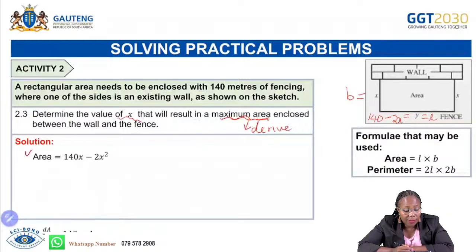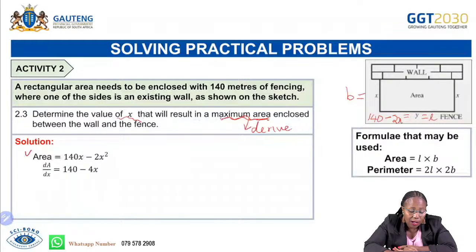And then to maximize the area, we are going to differentiate the area in terms of x. So the derivative will be, if it is x to the power 1, our derivative will be 140 as indicated there. And then for the next term, there is 2 times minus 2, which will be minus 4. And then from the exponent, we subtract 1, it will be x to the power 1. Therefore, this is the differentiated equation of our area in terms of x.